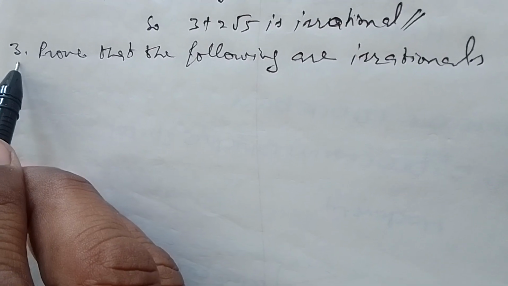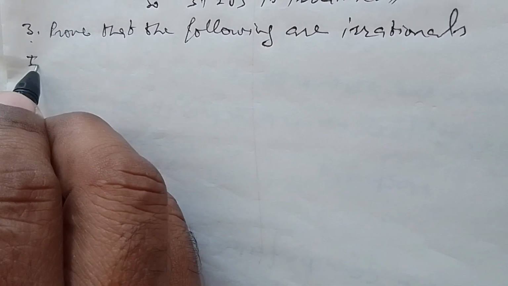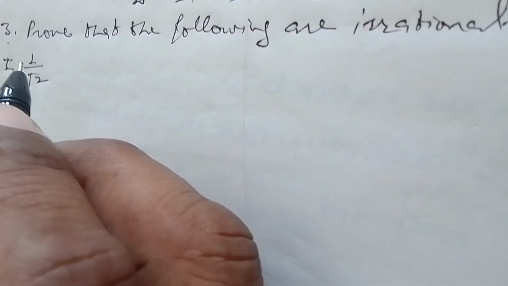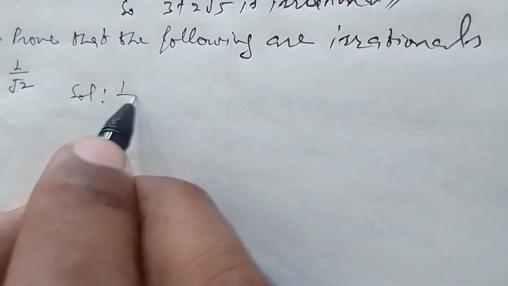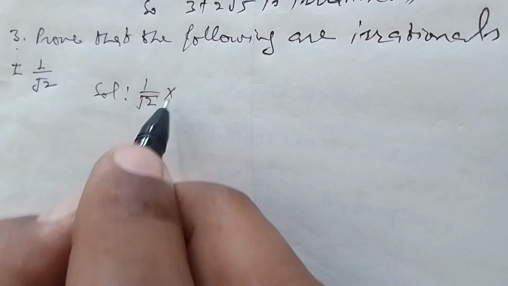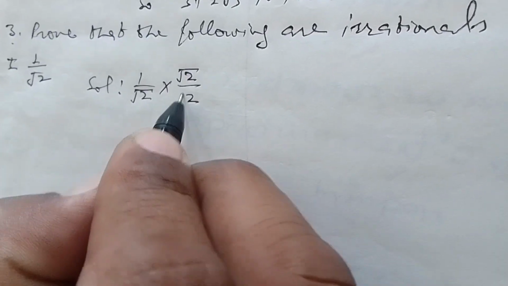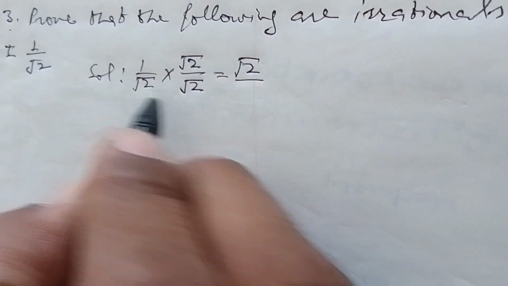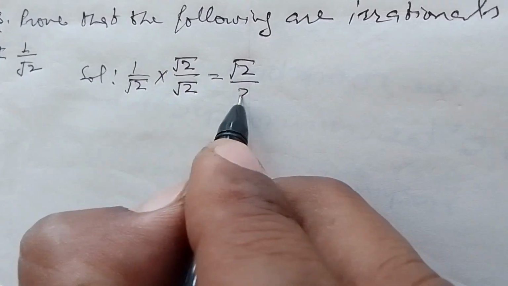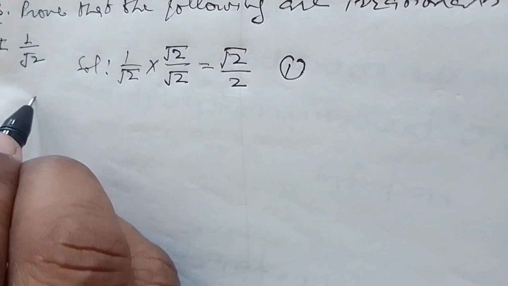Now the third question is, prove that the following are irrational. The first part of the question is 1 divided by root 2. So the solution is: 1 divided by root 2. Rationalizing this, multiply and divide by root 2. So it becomes root 2 divided by root 2 multiplied by root 2, which becomes 2. So this is 1.